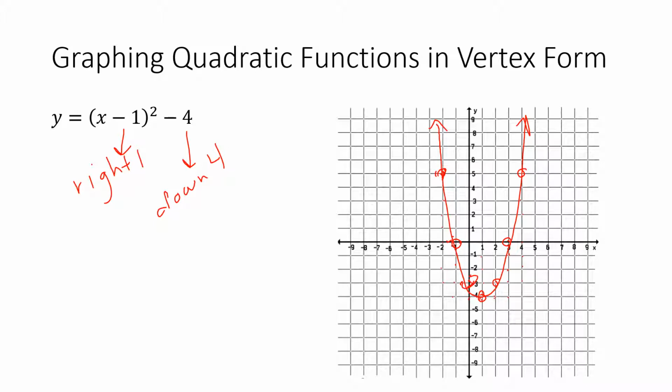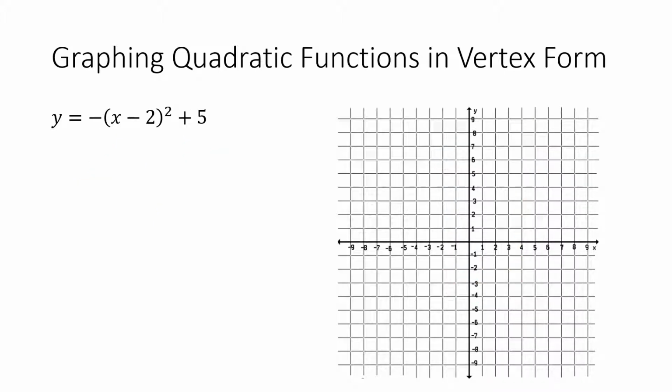All right, let's start adding to this a little bit. Here, the only thing different we see in this example is we've got a negative out front. So we're still going to begin by plotting the vertex first, and then we'll worry about that negative out in the front after that. So the x minus 2 is going to shift our graph to the right 2, and the plus 5 is going to shift our graph up 5. That's our vertex. So right 2, up 5. That's where we're going to start our function.